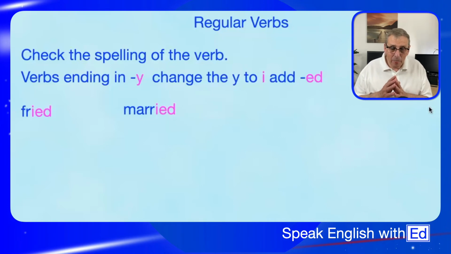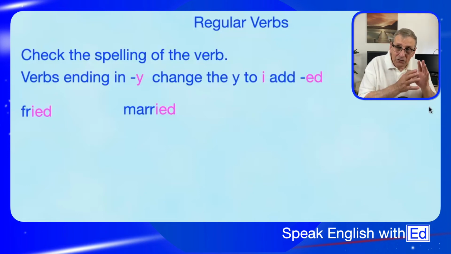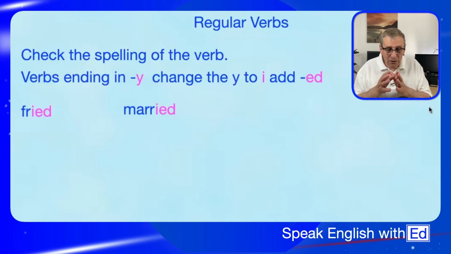Married. Now here again, the sound is different. One was fried and the other one's married, and they're both IED. But it all depends on the original sounding, the way that you sound the Y. If you sound the Y as Y, fry, then you keep that sound. And if you sound the word as in marry, then you keep the I sound. So you keep the sound of the original verb and then add ed.